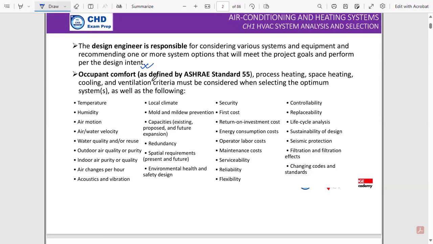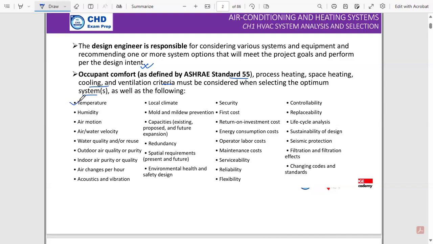Now, occupant comfort is largely described in ASHRAE Standard 55. We'll go through Standard 55 later on in this course. Now, just to make a quick call, process heating, space heating, cooling, and ventilation criteria must be considered when selecting optimum systems, as well as the following. So the following are the considerations that will come when you are designing.